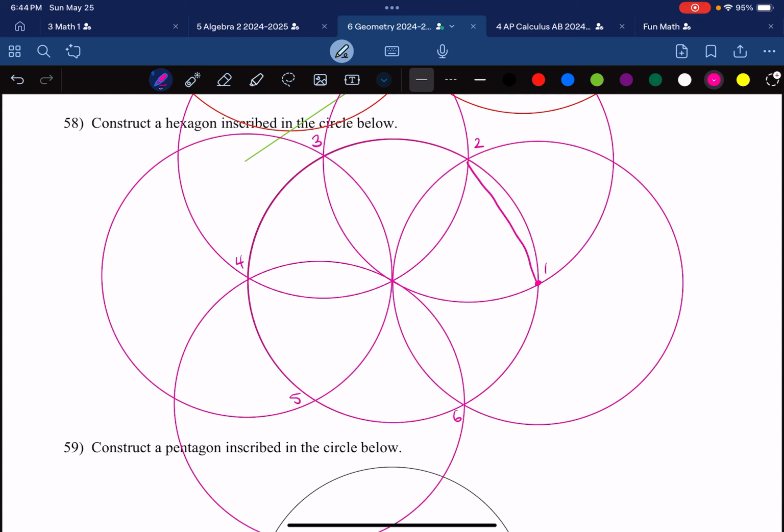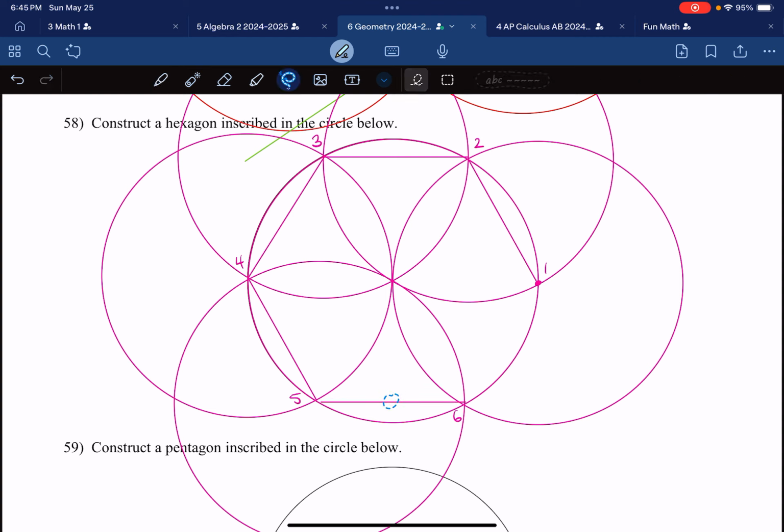So from 1 to 2, please be a straight line. Thank you. From 2 to 3, straight line. From 3 to 4. From 4 to 5. And from 5 to 6. Oh no, it made it curved. From 5 to 6. Not my best line, gotta admit.